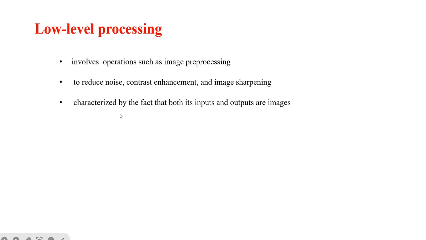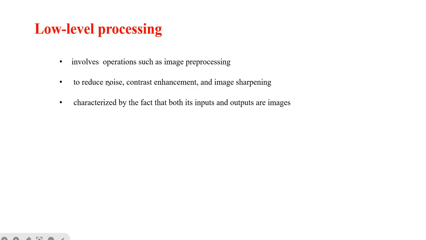So low level processing here refers to the basic operations performed directly on the image in order to improve its quality. It does not try to understand what the image represents. It only enhances the image. The job of the low level processing is just to enhance the image. It will not try to understand what the image represents. These are the first steps which are done before the further analysis.